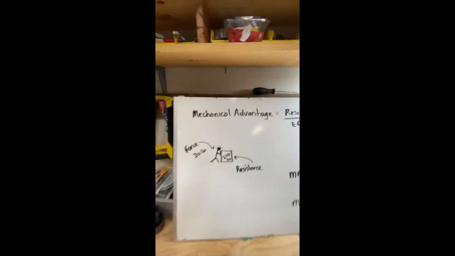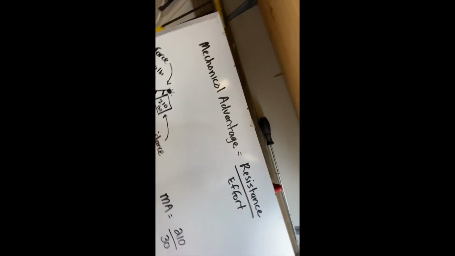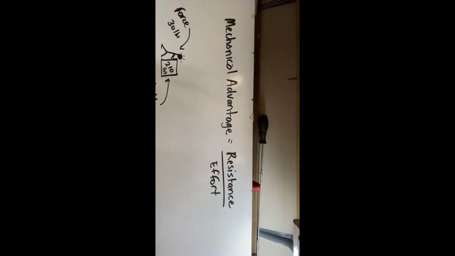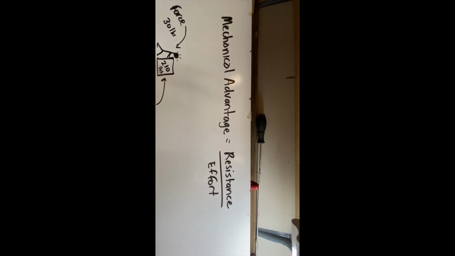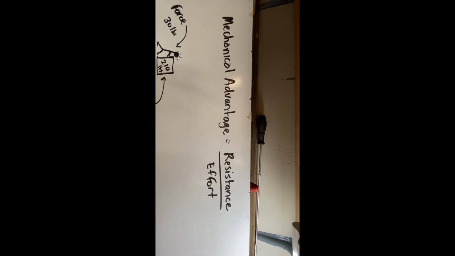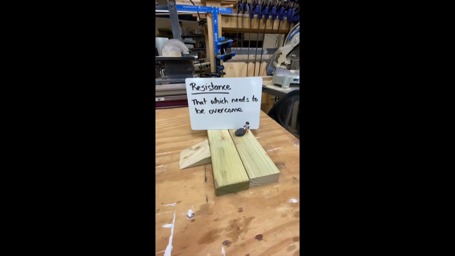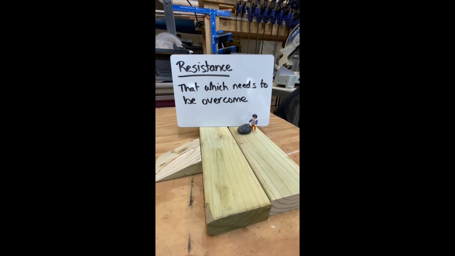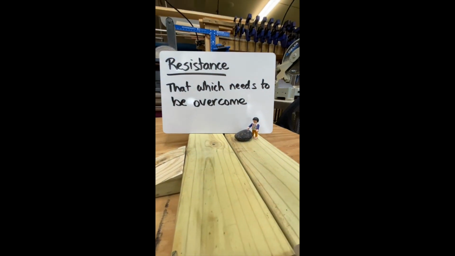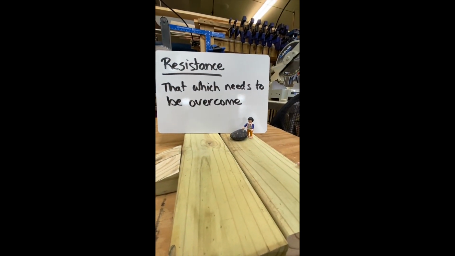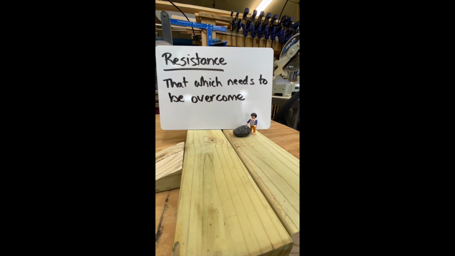So here's what mechanical advantage is. The mathematical formula is resistance divided by effort. So mechanical advantage is resistance divided by effort. Resistance is that which needs to be overcome. In this case, it could be the weight of that rock that needs to be lifted onto the platform.